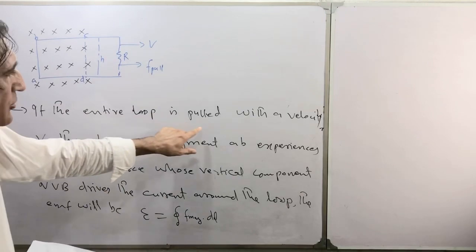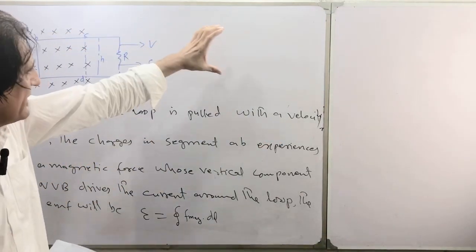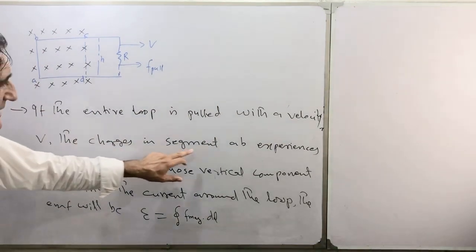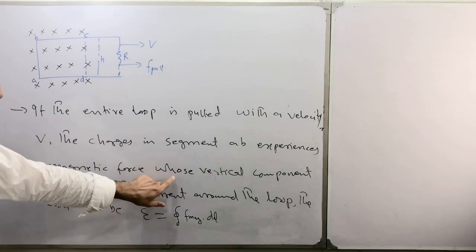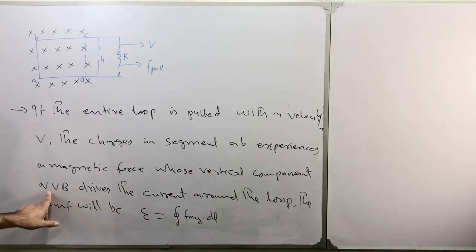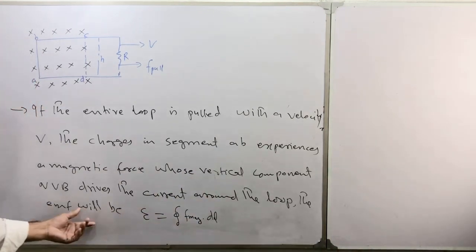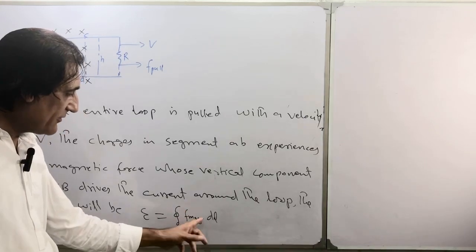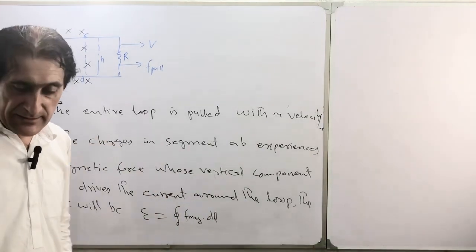Okay. I have written something about this diagram. If the entire loop is pulled with some velocity v, only the charges in segment AB experience a magnetic force, whose vertical component qvB drives the current around the loop. The EMF must be written like this: the magnetic force per unit charge times the length.